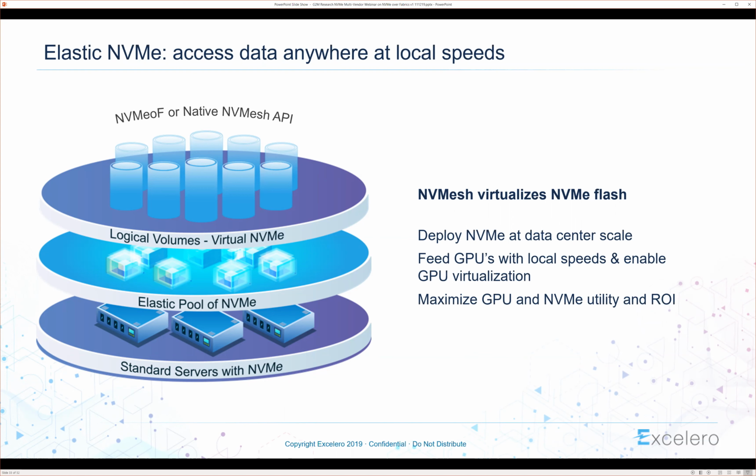It makes this large elastic pool of NVMe get offered up as basically virtual NVMe devices. And in this way, you can go to data center scale. You can feed things like GPUs with local speeds and enable full virtualization. And in fact, you can get higher bandwidth out through network interfaces on systems like DGX-1 and DGX-2. You can get higher bandwidth out the RoCE interfaces than you can from local NVMe flash. So that's actually pretty amazing. And what this is going to do is maximize not just the utilization rates of your NVMe, but also of your CPU resources, including GPUs. And with that, I will now hand it over to Joel.